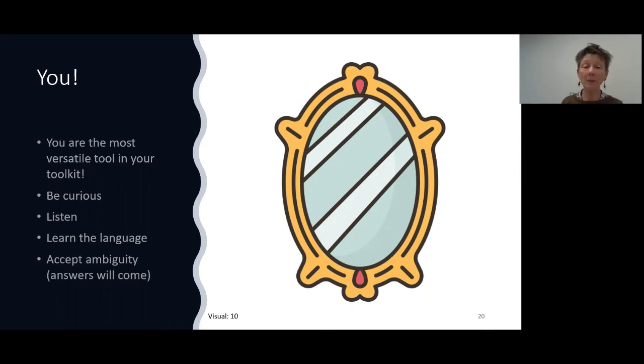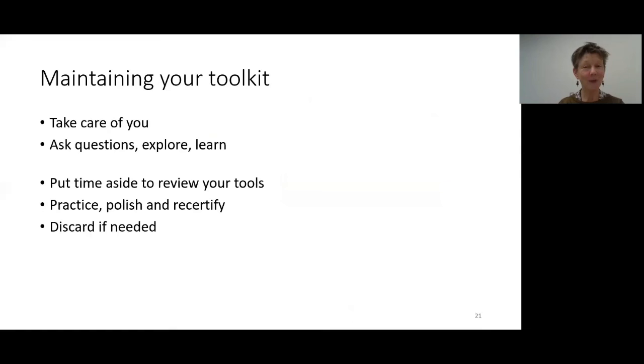Just the one thing to remember is that there is ambiguity. There's change on top of change on top of change. And sometimes people don't know what the answers are. You will get answers, so things will come. And so you have to live with that ambiguity and be happy with it.